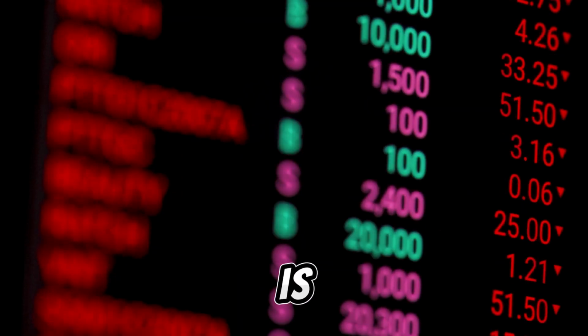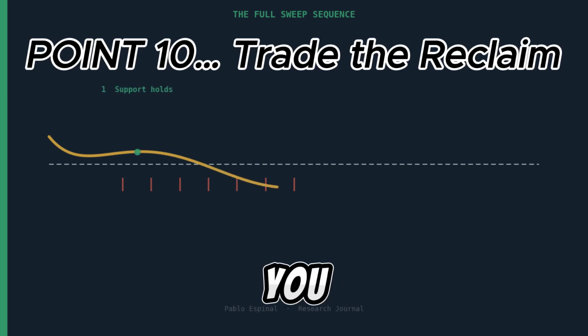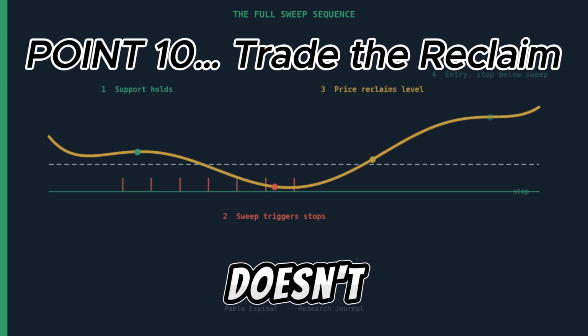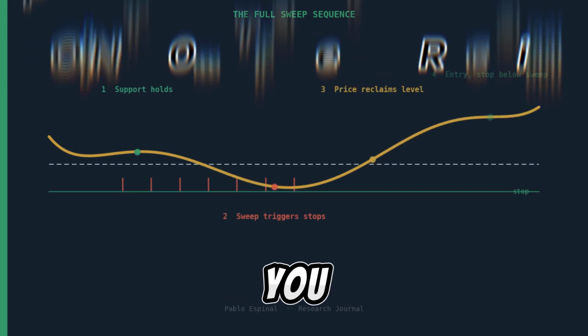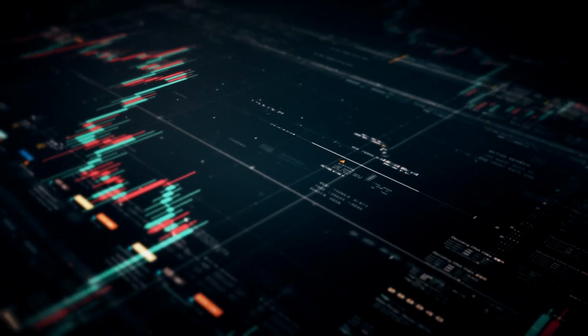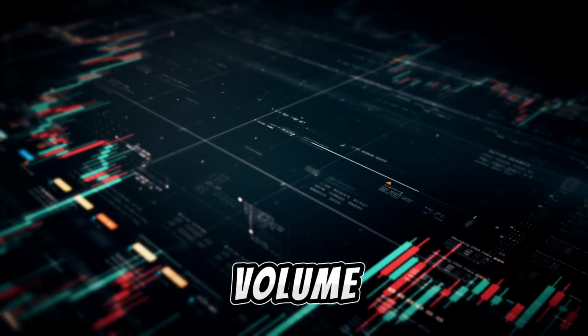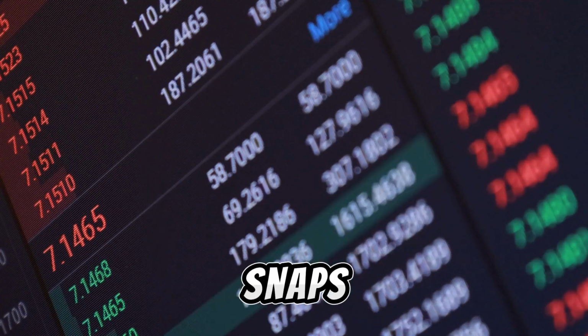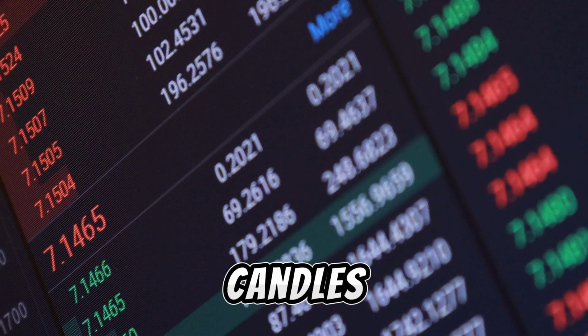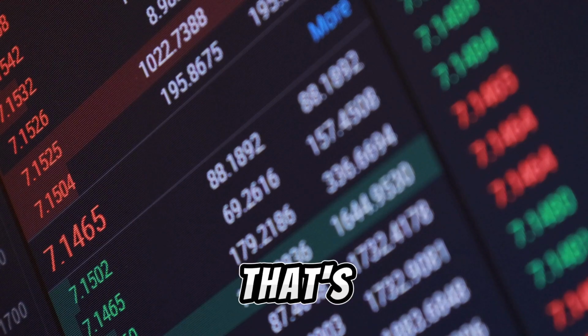Point 10. This is the one that flips the script. Once you recognize a trap, it doesn't just protect you, it gives you a trade. Here's how it works. Price sweeps below support, volume is weak. The candle snaps back above the level within 2 candles. That's the reclaim. That's your entry signal.